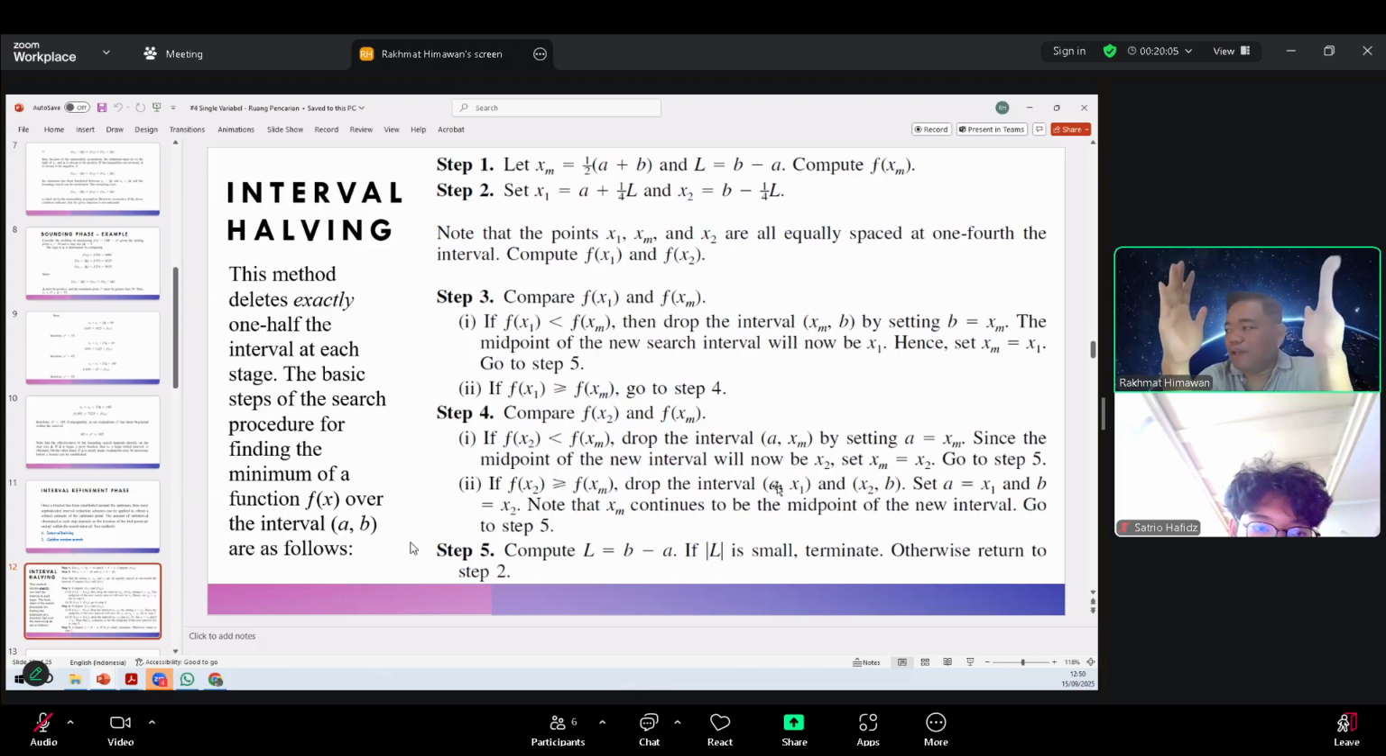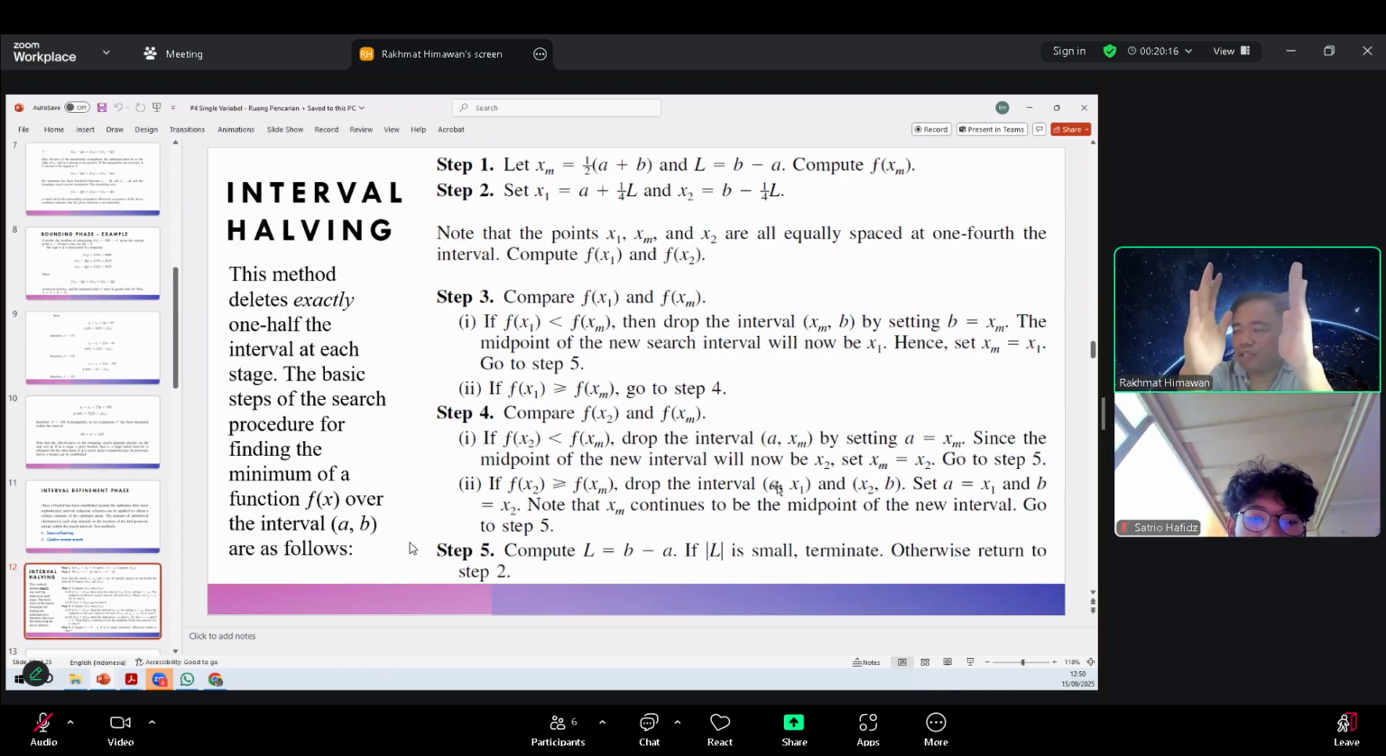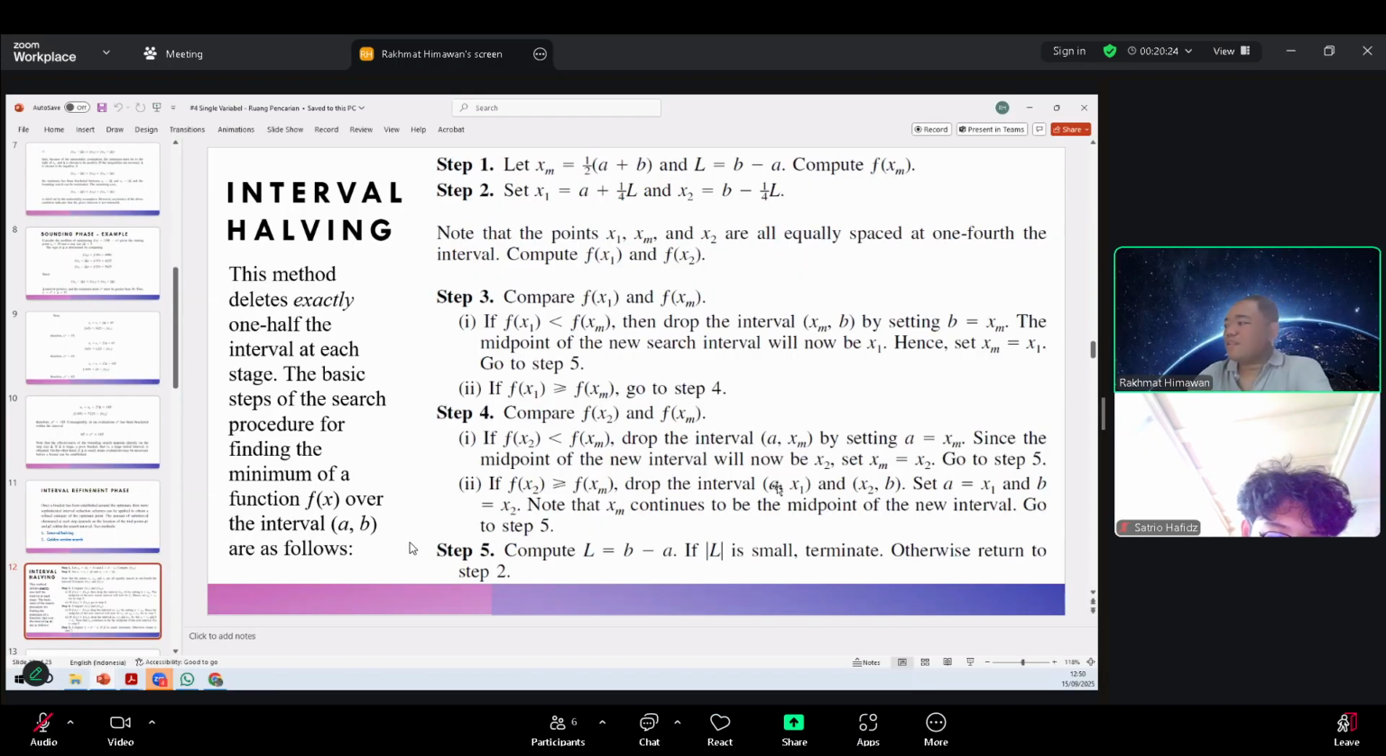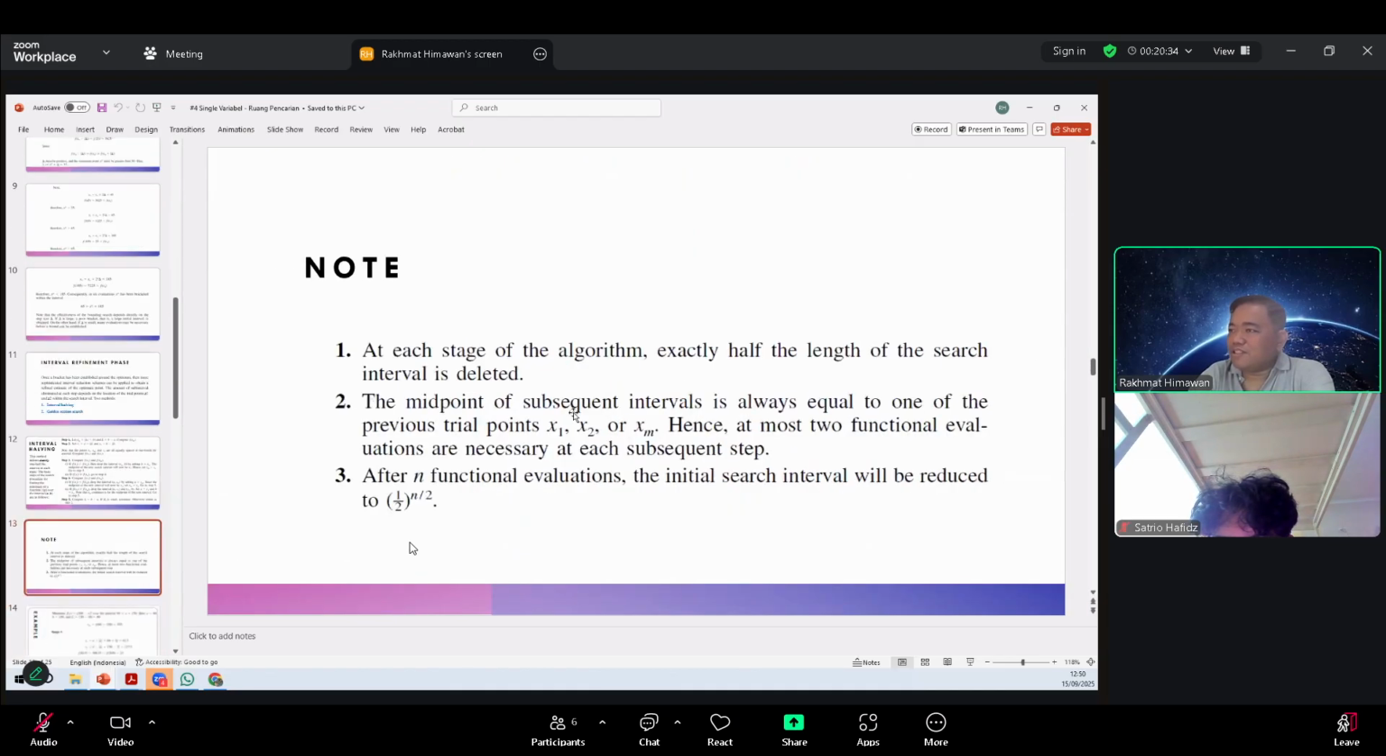From A to B, it becomes x1 to x2. You make the interval closer to each other. But the midpoint is still xm, and continue to step 5. Repeat. I know that this might be much easier with an example.